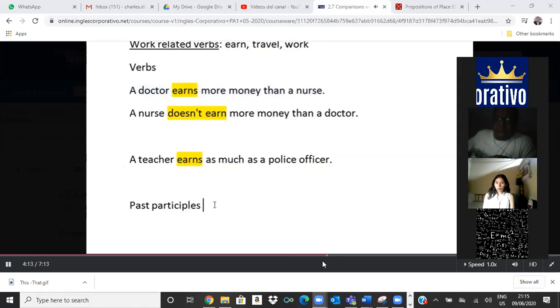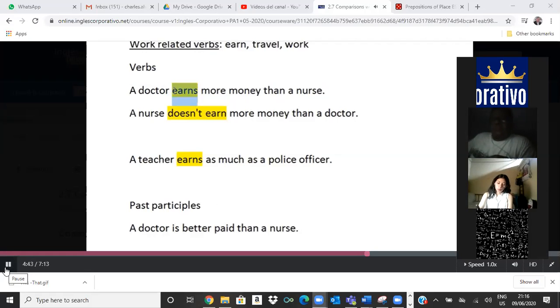A doctor earns more money than a nurse. Well, you can express that idea by simply saying a doctor is better paid than a nurse. Right, so we want to compare the doctor and also the nurse, and literally we're saying the same thing. However, we use a slightly different structure there. Instead of the verb in the present tense, we use the past participle of, in this case, the verb paid.